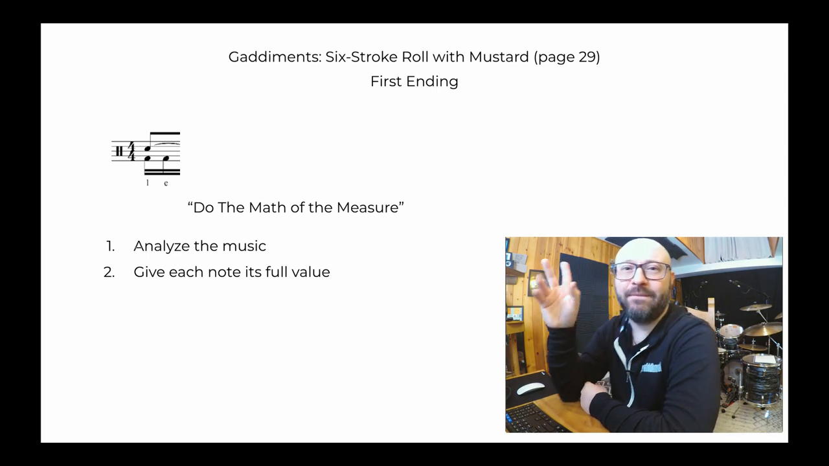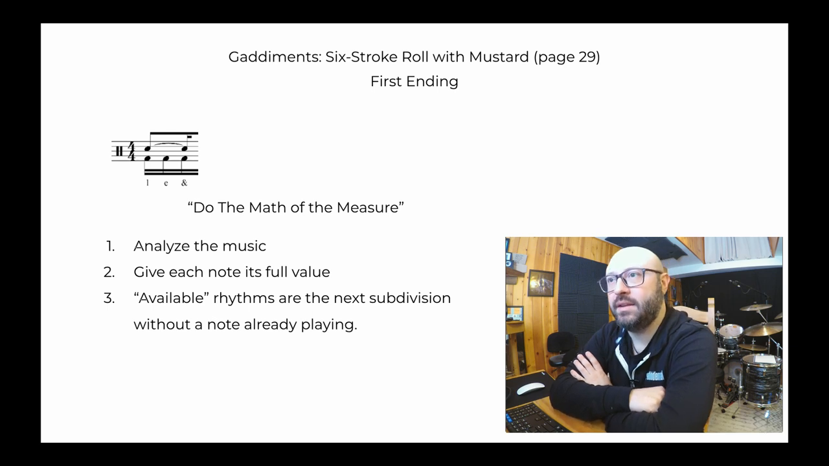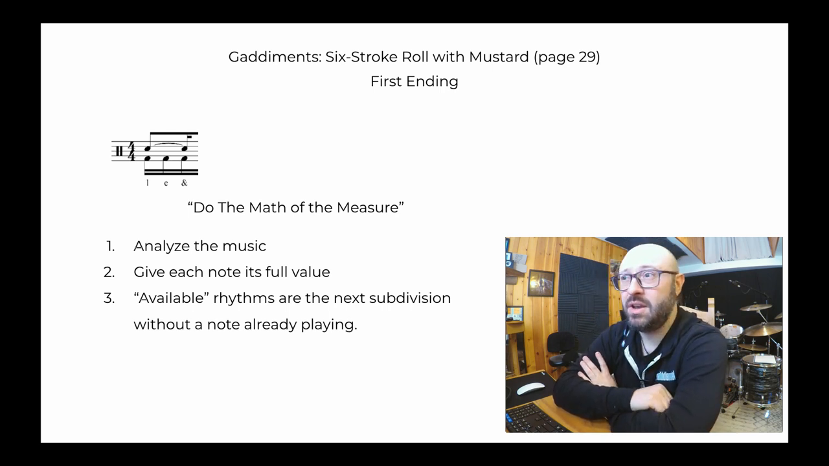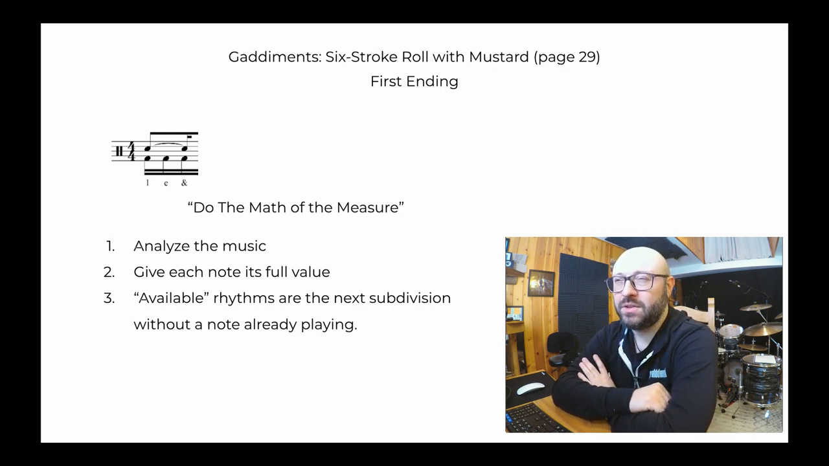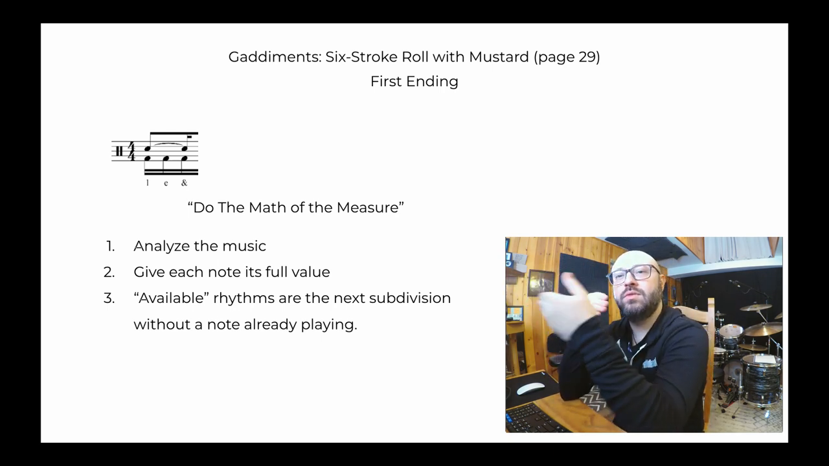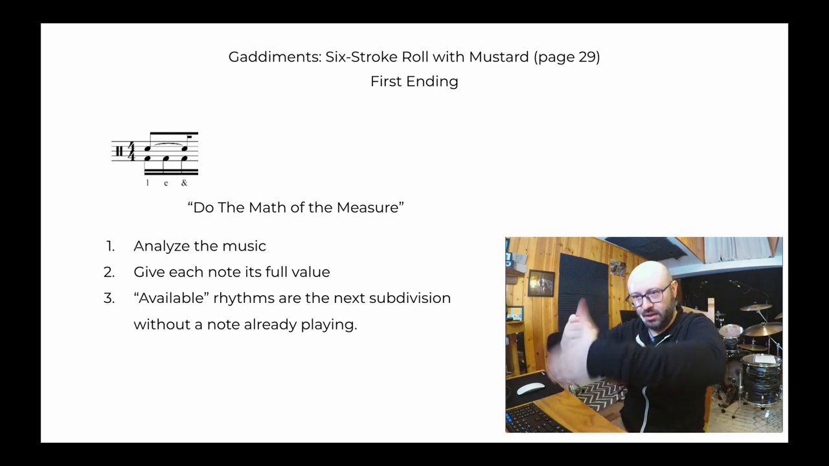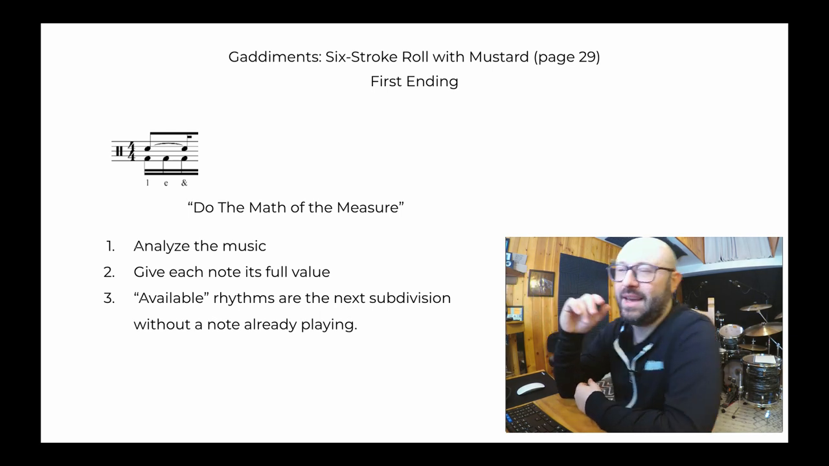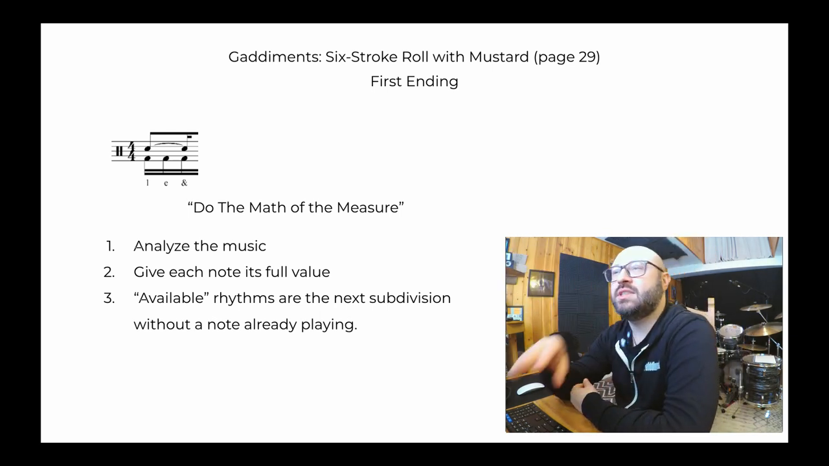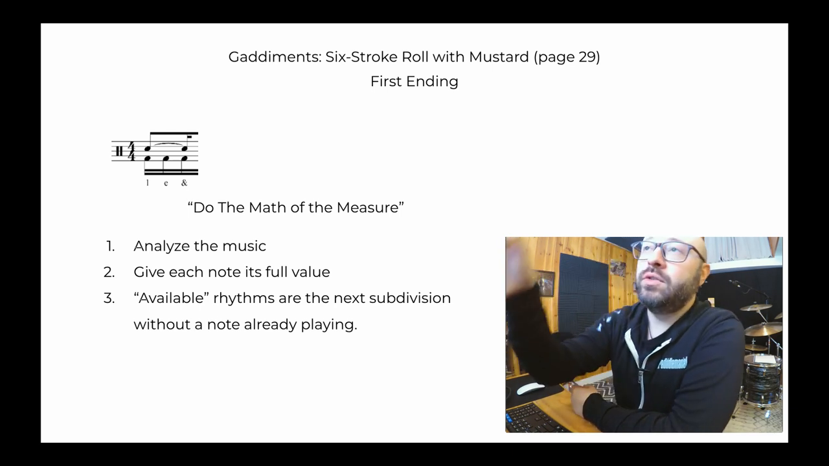That means the next available rhythm is the and. So this idea of available rhythms, I put a little definition here. Available rhythms are the next subdivision without a note already playing. So like I said, we can't overlap rhythms. You have to give them their full duration. So when you do that, there's a time when that duration ends and then there's a new available place to play. That's what I'm getting at here. So an eighth note takes up two 16th notes. The next available place to play will be on the and of one. And you'll notice it's a 16th note.